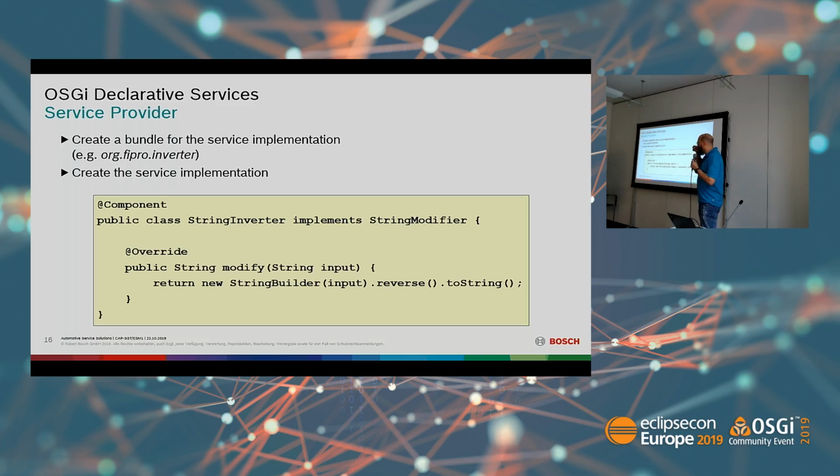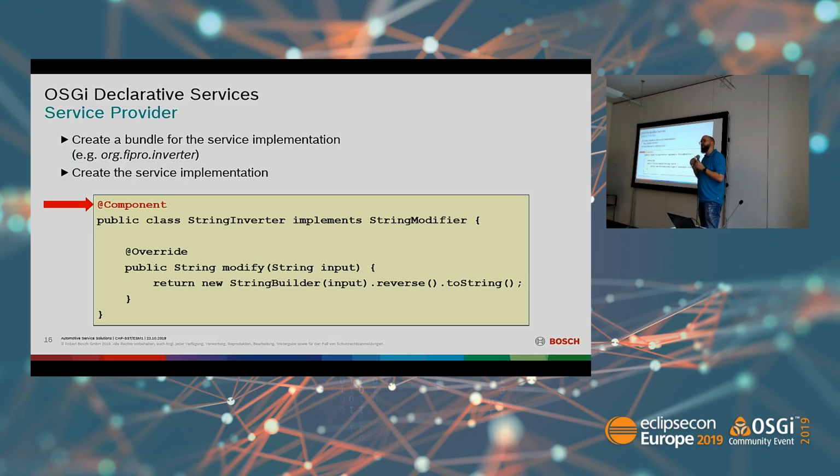The service provider, on the other hand, well, we have the service provider bundle, and we provide the implementation. So we have a string inverter that implements string modifier, and we have this very simple Java code here that reverses the given string and returns it. So the important thing here is this small annotation, @Component. That's why I also introduced that we are talking about components and not about services, because then it's easier to remind there's the @Component annotation.